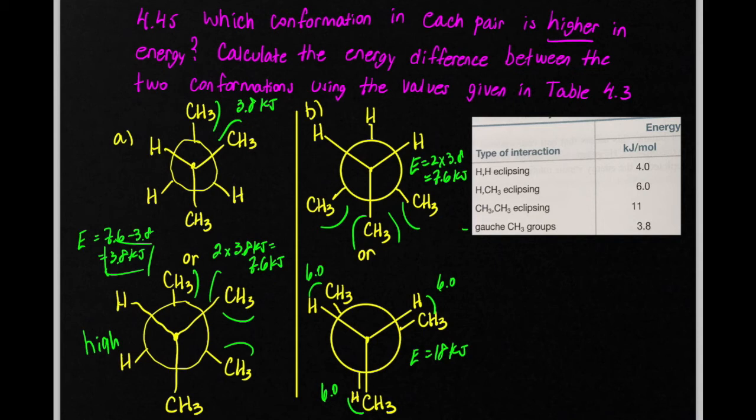Now, when you're deciding which one's higher in energy and lower in energy, you can always bet that an eclipsed conformation is always going to be higher in energy than a staggered. So this definitely is higher in energy, and we can see that because we have 18 versus 7.6. The energy difference here, you can just calculate from the difference, using the math here. Kilojoules, okay?